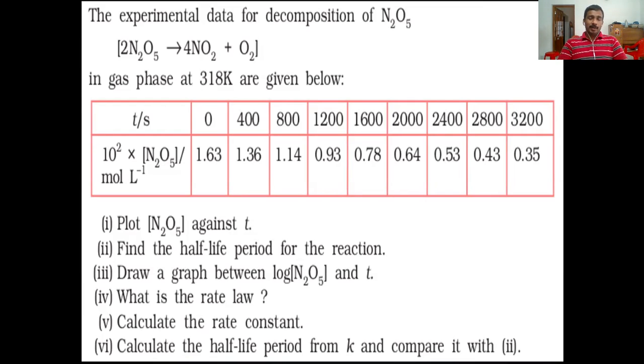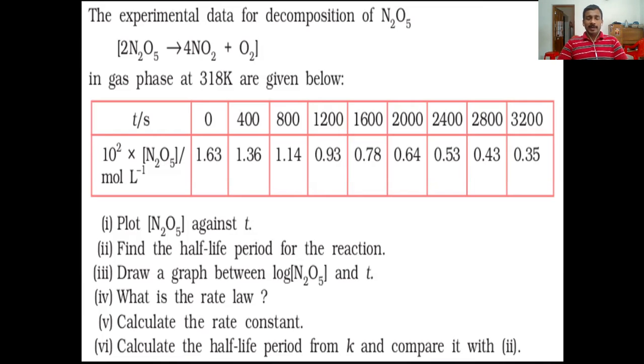In that way, first one, plot the concentration of N2O5 against time. Have to plot a graph in which you take the concentration of N2O5 on the y-axis and time on the x-axis. As the time proceeds, what happens? Concentration decreases. You'll get a curved graph.